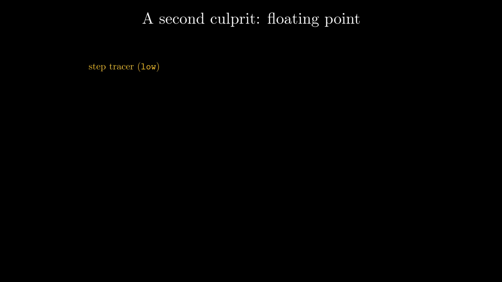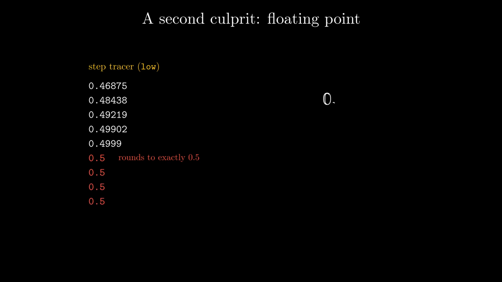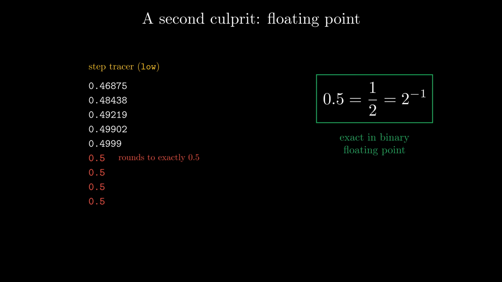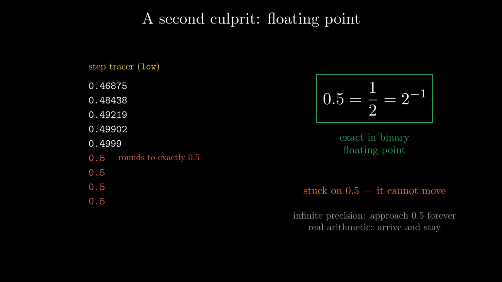In a step-by-step tracer, the early passes behave, nudging low and high correctly, but values that should creep past 0.5, like 0.499, eventually round to exactly 0.5. Recall that 0.5 is 1/2, a clean power of 2, so the computer stores it perfectly. Once a value lands on 0.5, rounding can no longer budge it. With infinite precision, you would approach 0.5 forever. In real arithmetic, you arrive and stay.